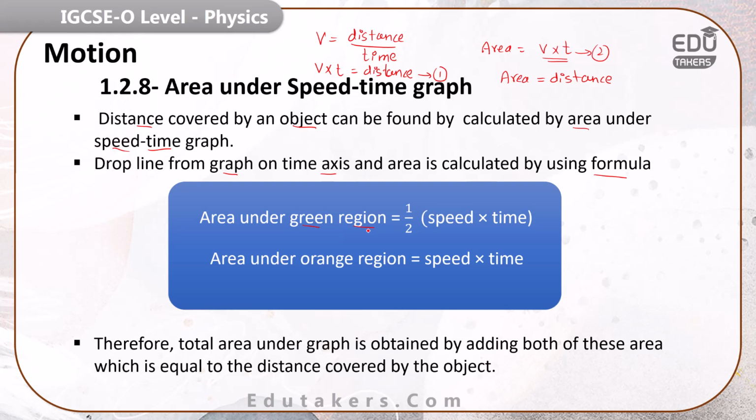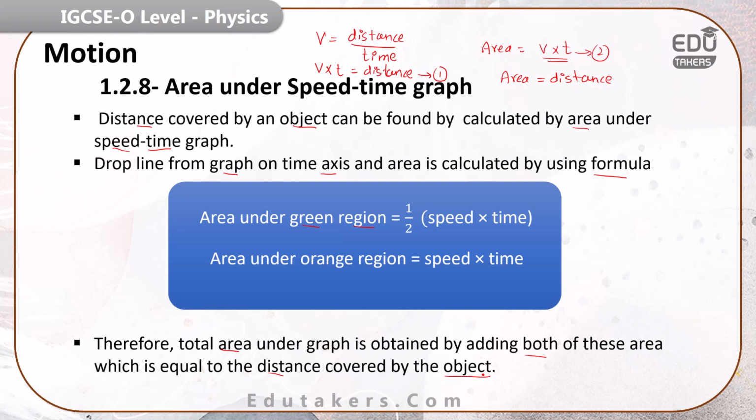The area under the orange region is equal to speed multiplied by time, because in this case it's the area of a rectangle. So when you have to find the total area of that graph, you need to add both of these areas. Therefore, the total area under the graph is obtained by adding both of these areas, which is equal to the distance covered by the body. When you add both of these areas, you get the total distance that the body can cover.